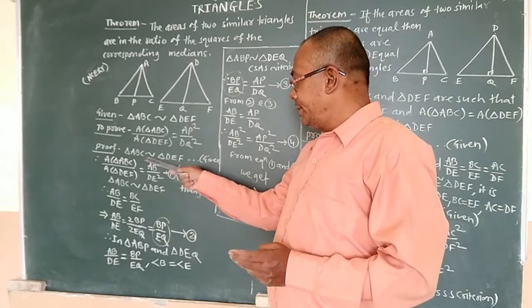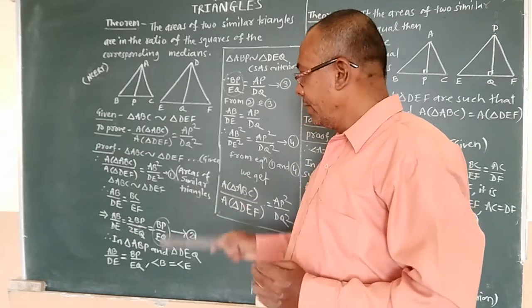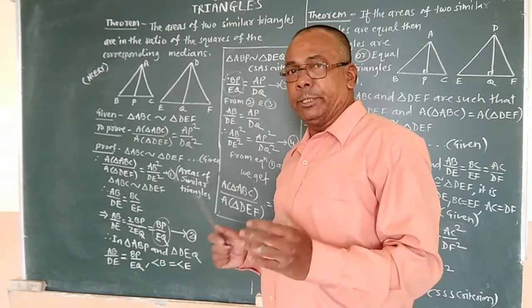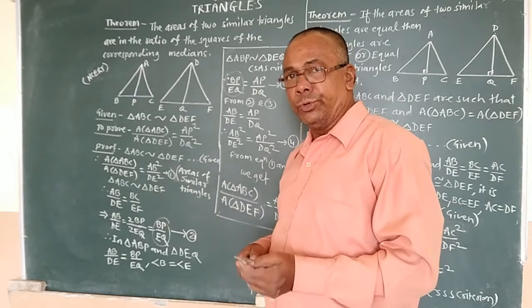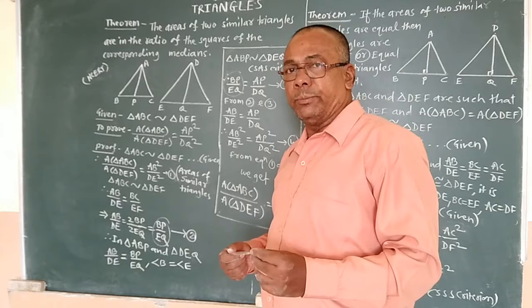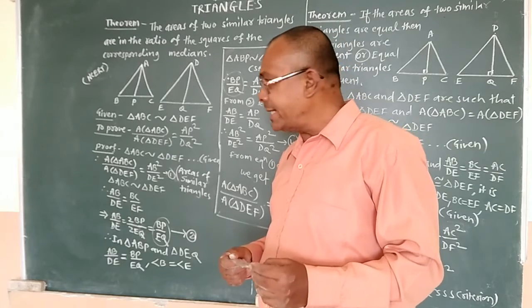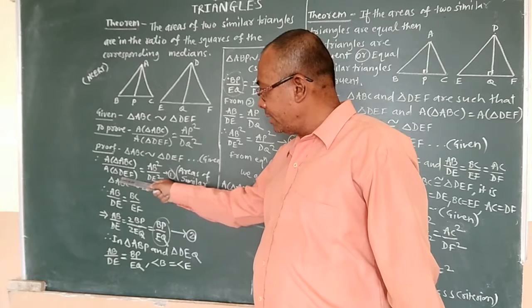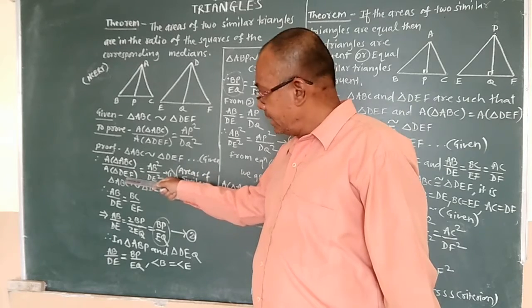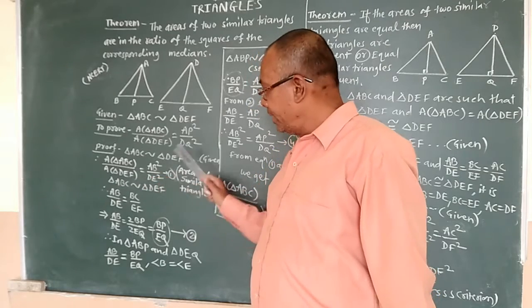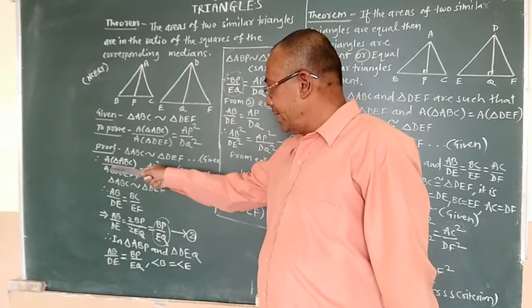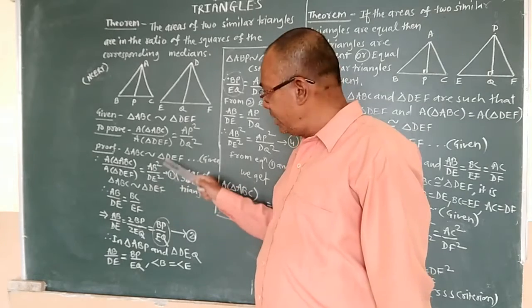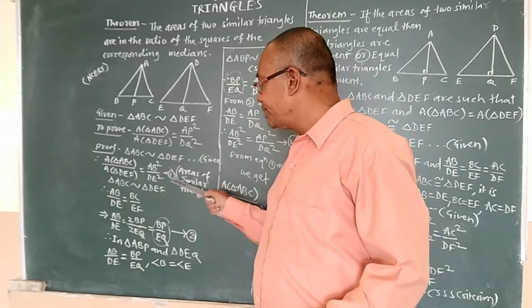It is given that triangle ABC is similar to triangle DEF, and therefore applying the theorem of areas of similar triangles, that is if the two triangles are similar, then the ratio of the areas of the two similar triangles is equal to the ratio of the squares of the corresponding sides. Means area triangle ABC divided by area triangle DEF is equal to AB square upon DE square, is equal to BC square upon EF square, is equal to AC square upon DF square. But instead of all the ratios, we have taken only area triangle ABC upon area triangle DEF is equal to AB square upon DE square. So that is equation number 1.